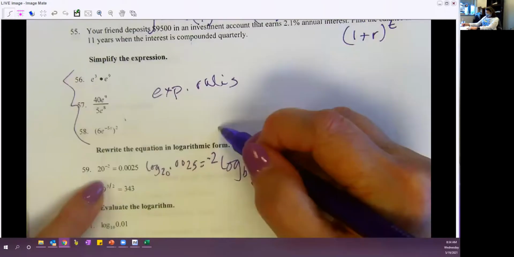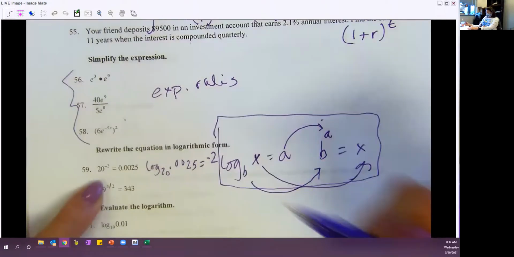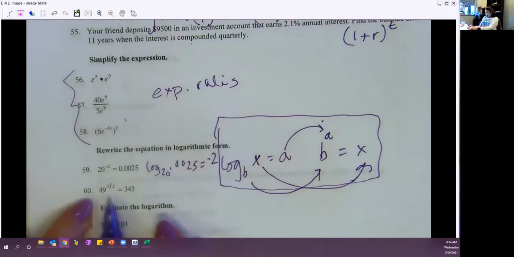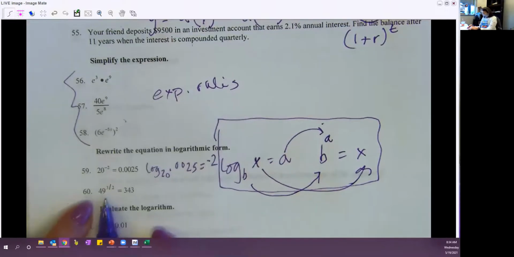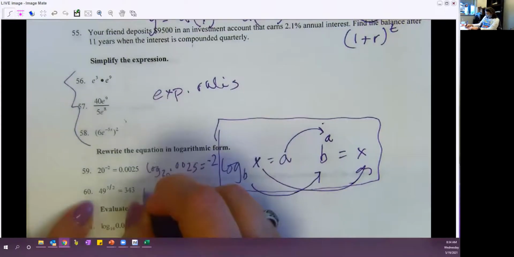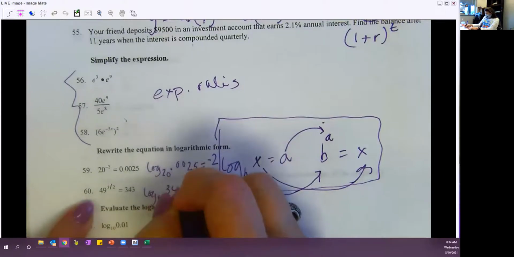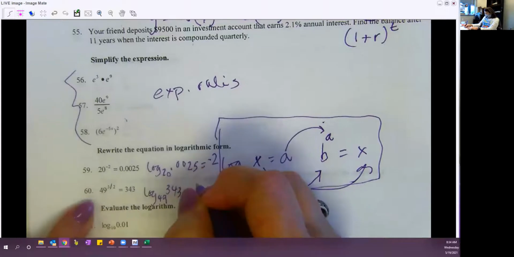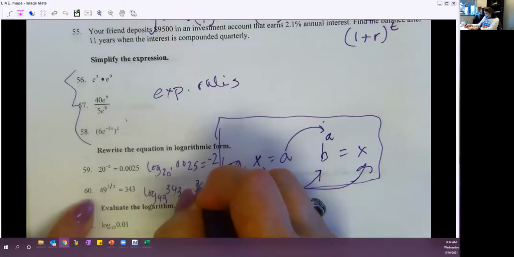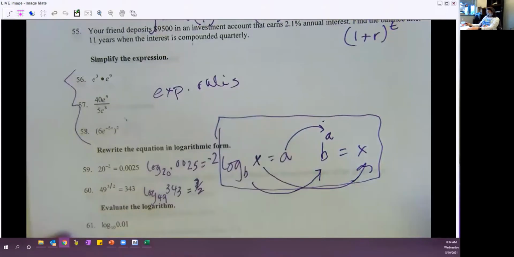This is your formula for this. So the same thing here, log base 49 of 343 is equal to 3/2.